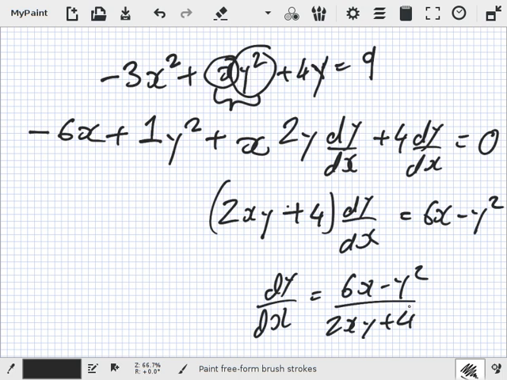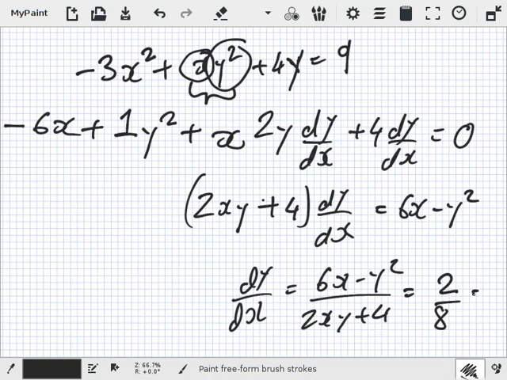And you see in the question I give you x and y, it says 1, 2. So this will be, let me see, 6 minus 4 is 2. 4 plus 4 is 8. So the answer is 1 over 4. Now that's actually really good for 6 marks. It's a lot. Okay, you probably want to write that down.